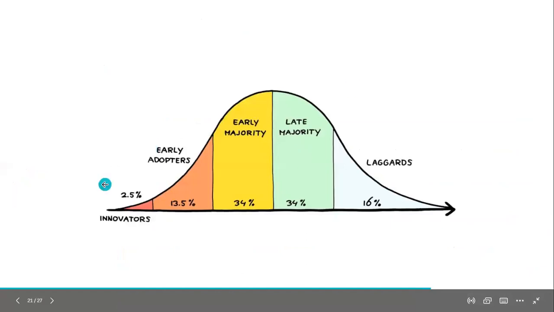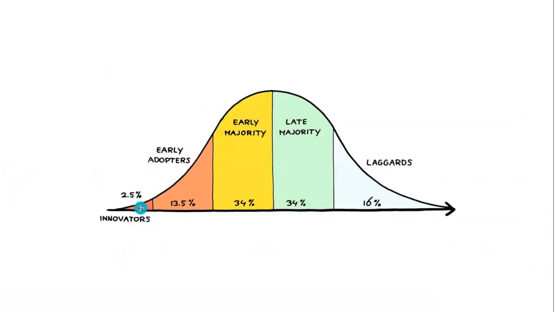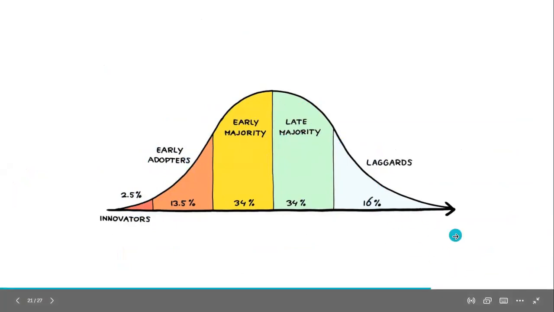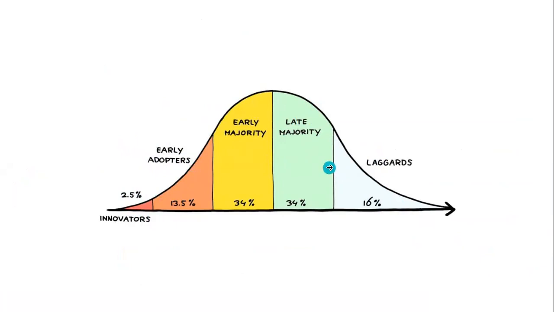The next, so this is the chart. This is the normal distribution, wherein the innovators are a very small number of people, 2.5%. Early adopters are 13.5%, the early majority and the late majority are the maximum, and we have the laggards at 16%. So these are the different categories of people who adopt different products.